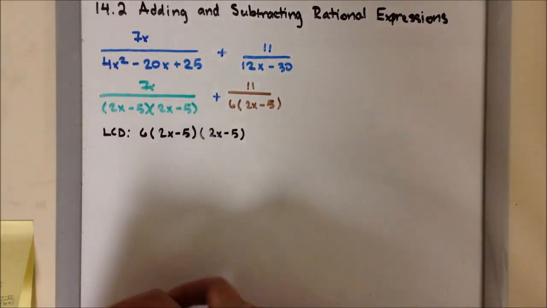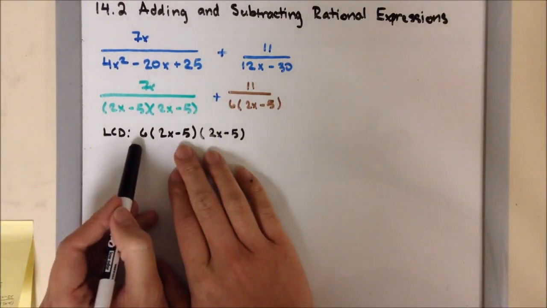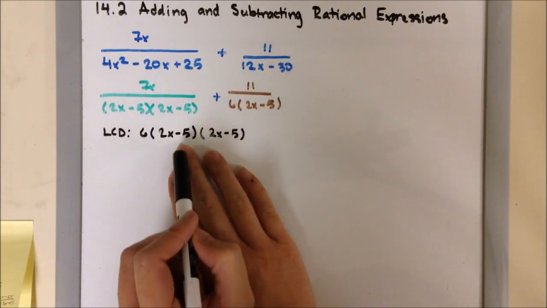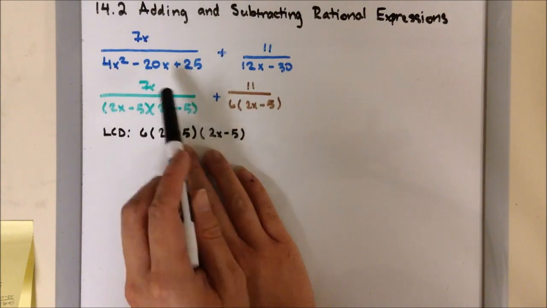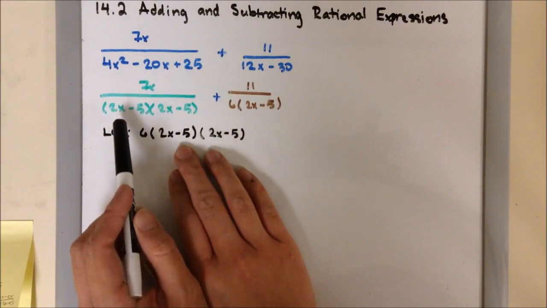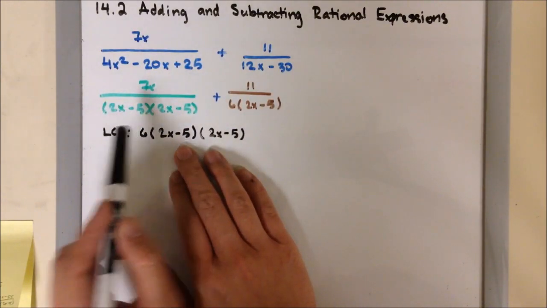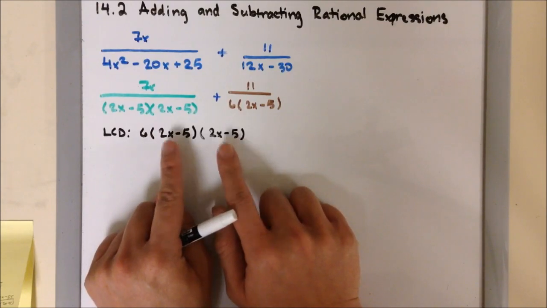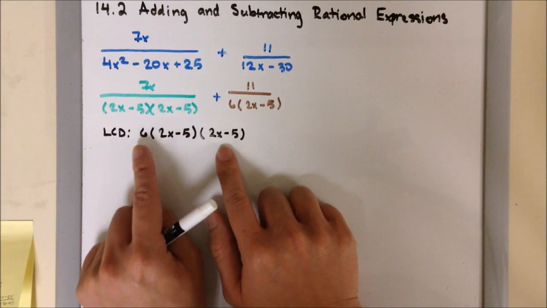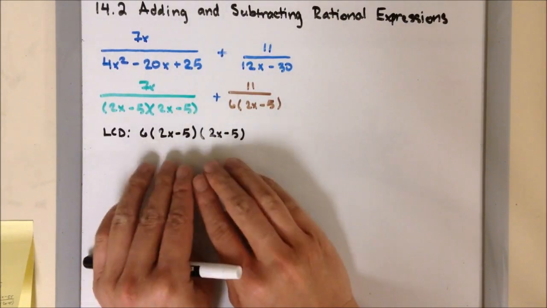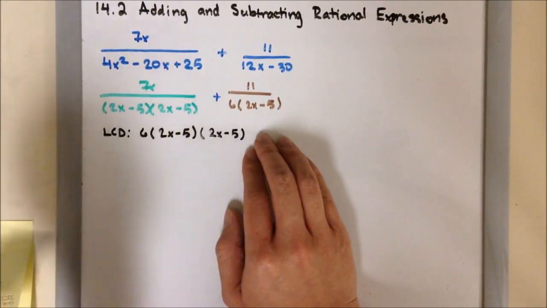So for the LCD, I put the 6 because of the second fraction, and the 2x minus 5 from the same fraction. But in the first fraction, we have two factors of 2x minus 5. So that's why in our LCD, we have two factors of 2x minus 5, along with the 6. So we are finished with the LCD.